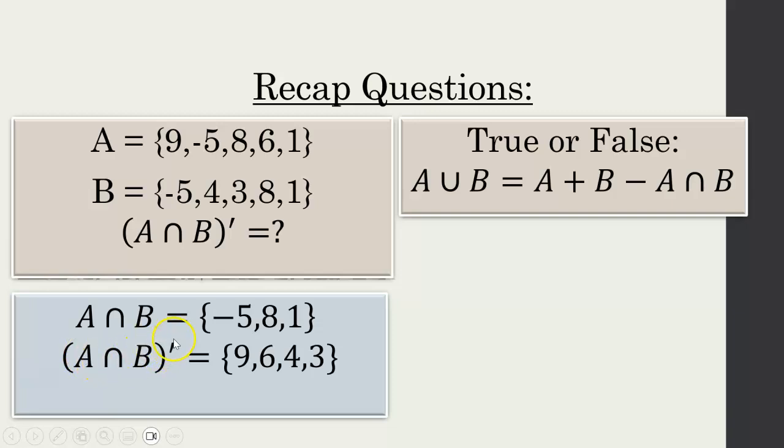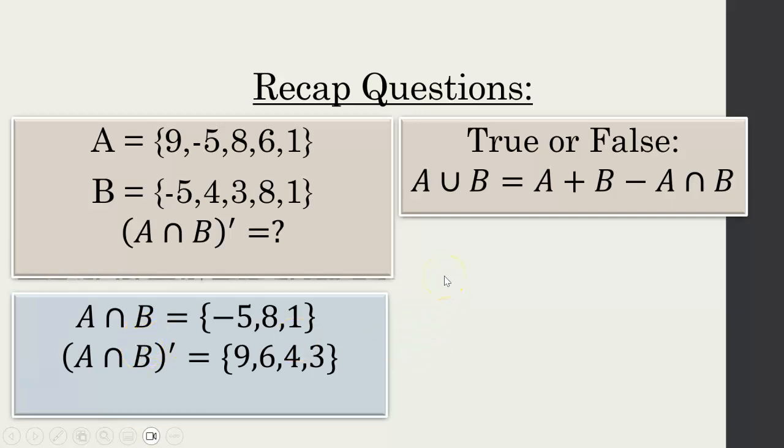A intersection B complement is everything outside of A intersection B. So imagine I cut out A intersection B. I cut out -5, 8, and 1. Got rid of them. Threw them in the bin. Everything else outside of that is included here. So I have 9. No, I've thrown away -5. I've thrown away 8. 6, I can do that. Thrown away 1. Thrown away -5. I have 4. I have 3. I've thrown away 8. I've thrown away 1. So it would be 9, 6, 4, and 3. That's everything excluding A intersection B.